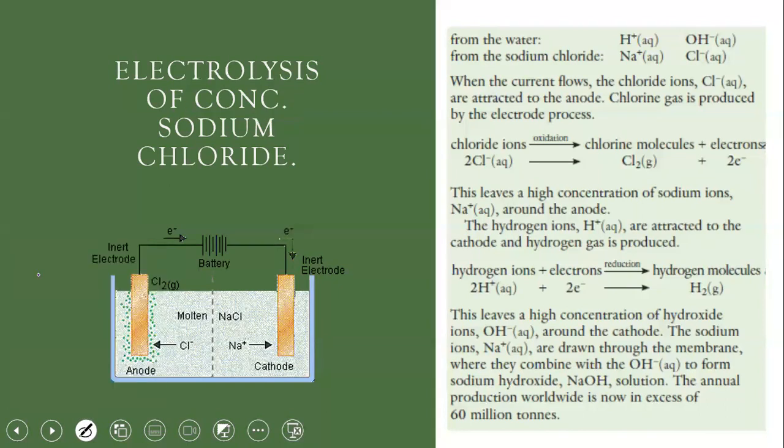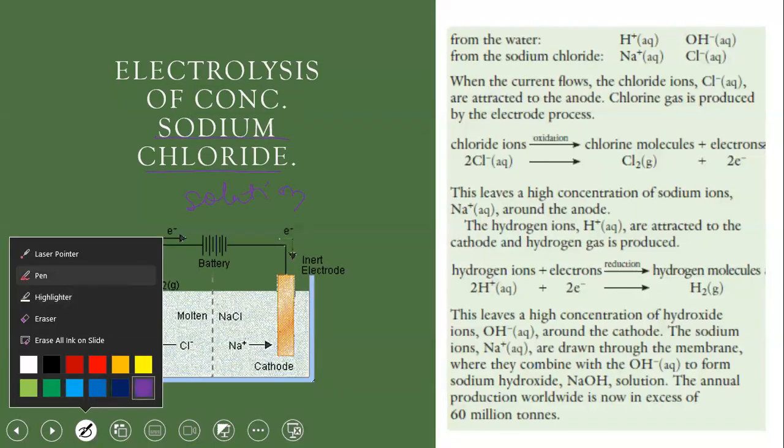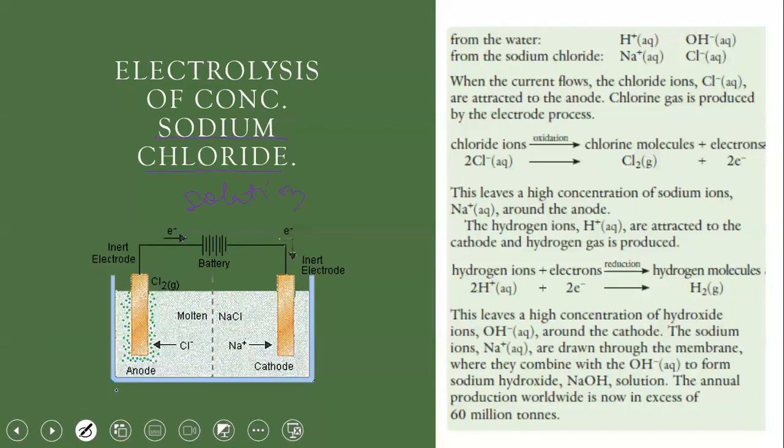First of all, let's see. What is this? It's a sodium chloride solution, right? And it's a solution. So in a solution, what did I tell you? We have 4 ions. We have hydrogen, we have hydroxide, we have sodium, correct, and chloride. Good job, correct.